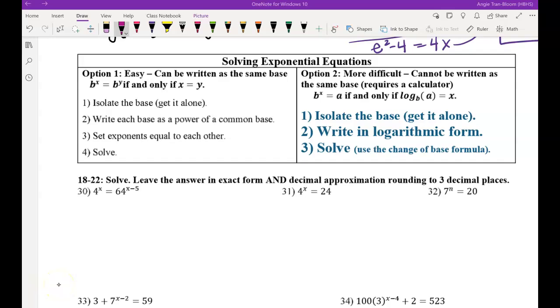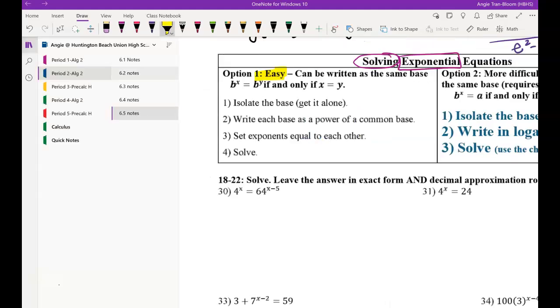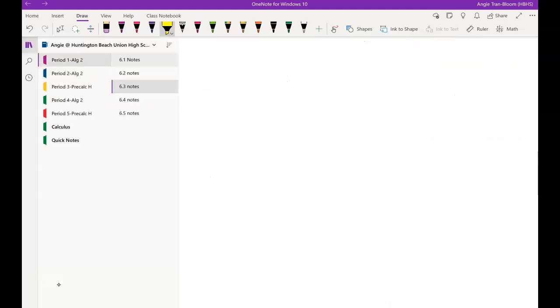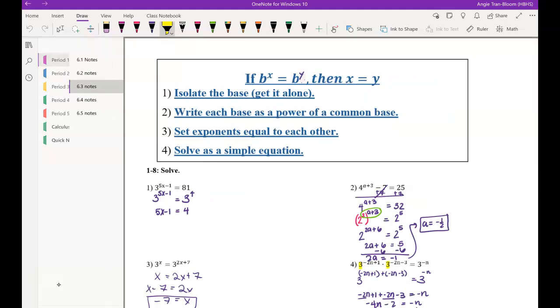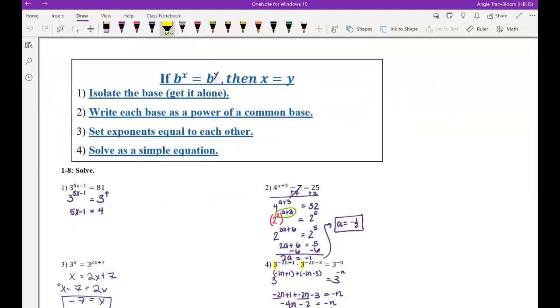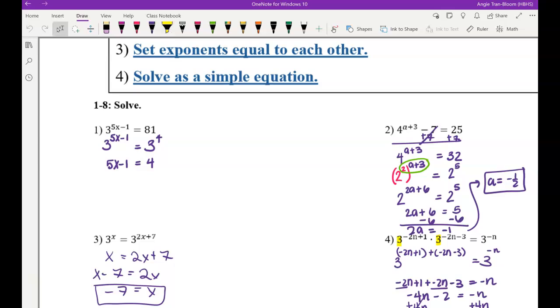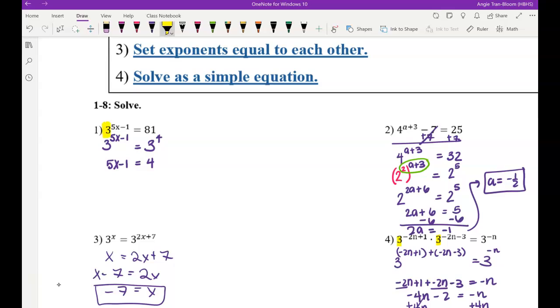So now we are moving on to solving exponential equations, okay? So guys, we already studied the easy cases. If you remember, your easy cases was here, where we were able to make sure that the bases are the same. Once the bases are the same, we can just take the exponents and make them equal and solve normally.